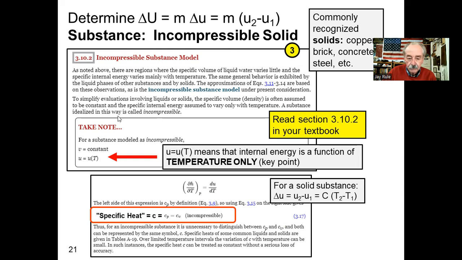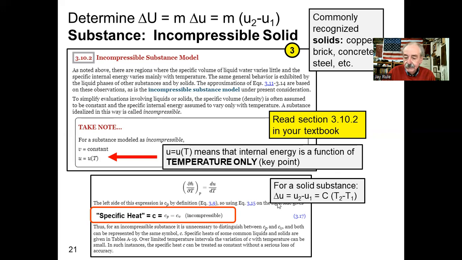And so, of course, you're going to read your textbook and see the big conclusion: U is a function of temperature only. The internal energy is a function of temperature only. And it turns out that for incompressible solids, incompressible substances, the specific heat C is identical to C sub P and identical to C sub V. That is different than an ideal gas. But it's a neat way to determine internal energy changes for solid substances.